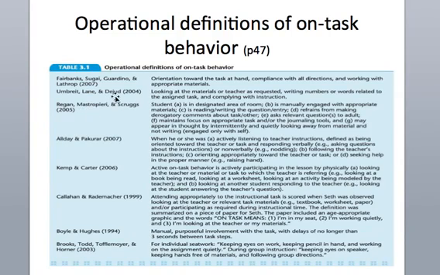And so, for instance, Fairbanks, Sugai, Giardino, and Lathrop say that in order to be considered on task, your client or your consumer, your student, has to have an orientation toward the task at hand. That means that their body or their head or their eyes are actually facing toward whatever it is that they're doing. They have compliance with all directions, and so whatever directions have been given, the student is engaging in that, and they are working with appropriate materials. So they're working on the task at hand. That's how they would define on-task behavior.